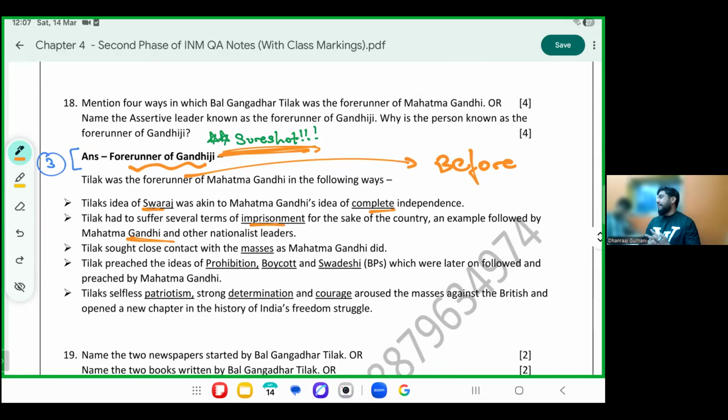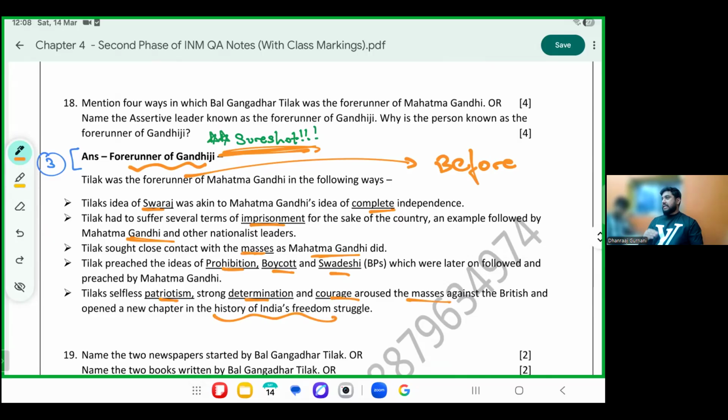Forerunner means someone who came before. Tilak also was working on the same lines. Gandhi also worked on the same lines. Tilak sought close contact with the masses, so did Gandhiji. Tilak preached prohibition, boycott, Swadeshi, which were later also preached by Gandhiji. Tilak's selfless patriotism, determination, and courage gave an inspiration to the masses and started a new chapter in Indian history. So did Gandhiji's.